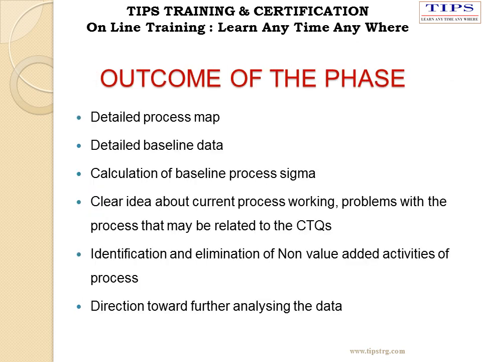Outcome of this phase is detailed process map, detailed baseline data which is the actual data in the structured format which we require for analyzing, calculation of baseline process sigma, clear idea about current process working, problems with the process that may be related to critical to quality factors, that are the critical factors contributing to the process, identification and elimination of non-value added activities in the process using process map, direction towards further analysis of data.